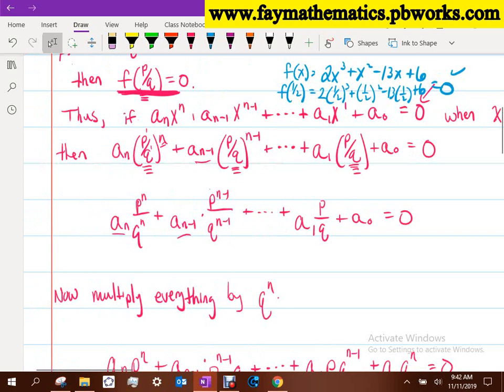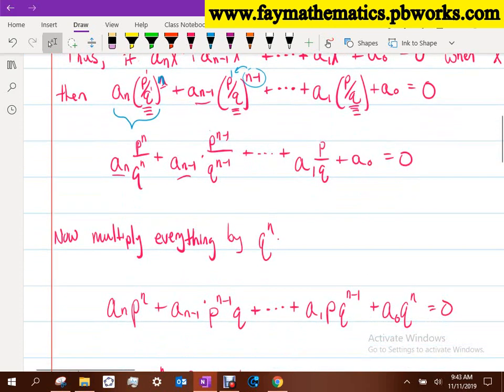Okay, so over here, when I'm putting in p over q to the n, that's going to turn into that right there. A sub n, my leading coefficient, p to the n, q to the n. Here, take that n minus 1, multiply that power of 1 by it, gives me p to the n minus 1, and do the same thing with q to the n minus 1. And just keep doing that all the way through.